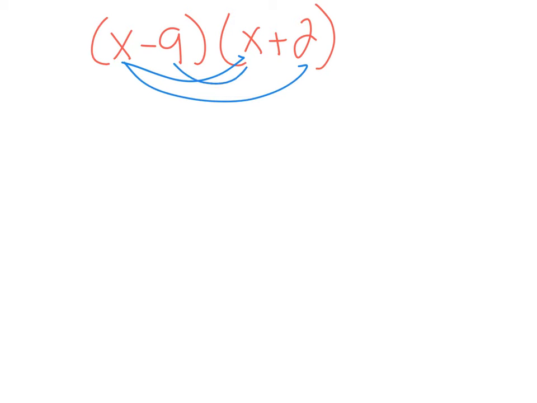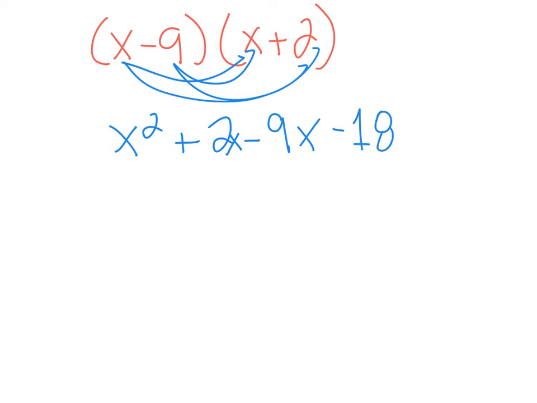What I just had: x minus 9, x plus 2. If I multiply these out, you remember, use the distributive property. Boom, boom, boom, boom. I get x squared plus 2x minus 9x minus 18. Guess what? I can simplify this. Those are like terms, so I get x squared minus 7x minus 18. And I've just gotten back to where I started. That's why it works like it does.